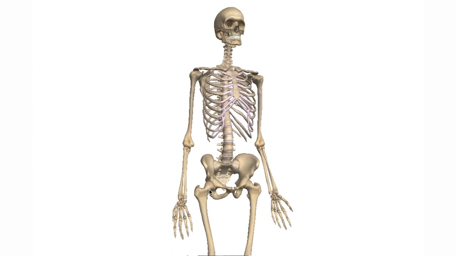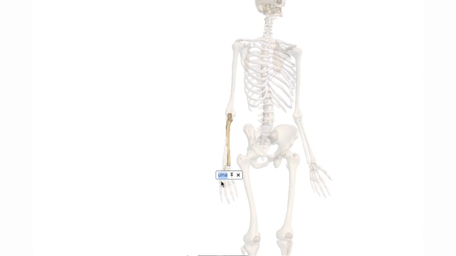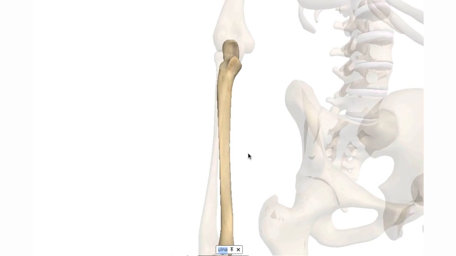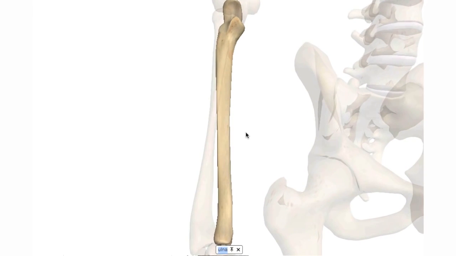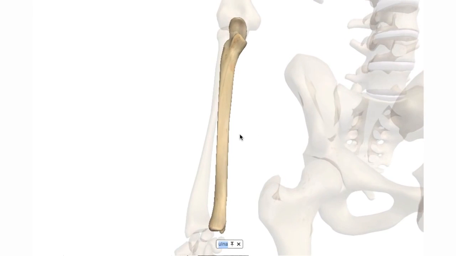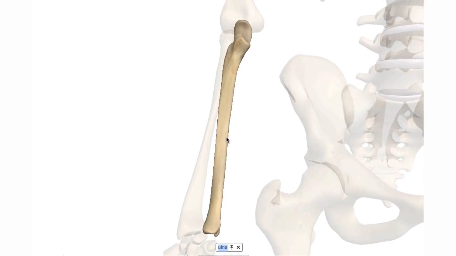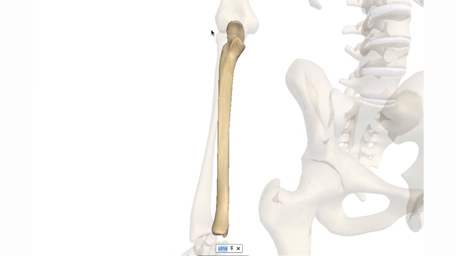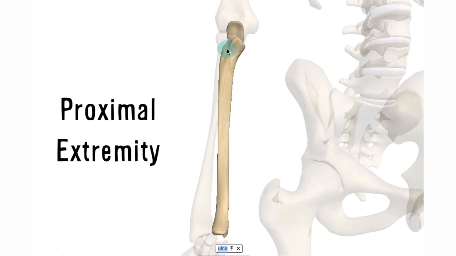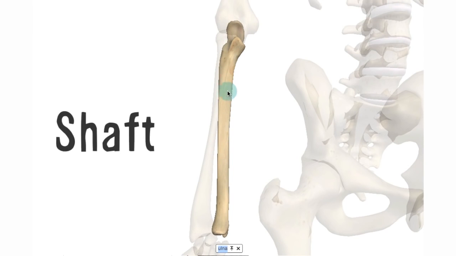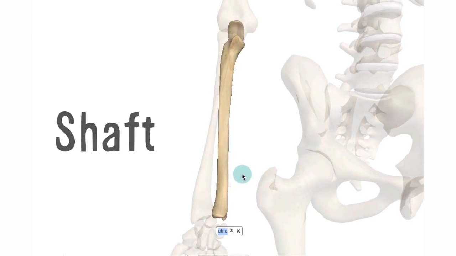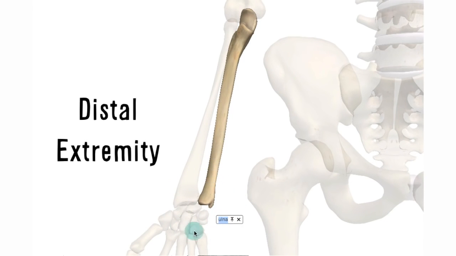Now we're going to talk about the ulna. As you can see here, it is located medially. And I'm zooming in so I can show you that there are three parts that we're going to look at. The first one is the proximal extremity. Then we're going to look at the shaft, and then also the distal extremity.